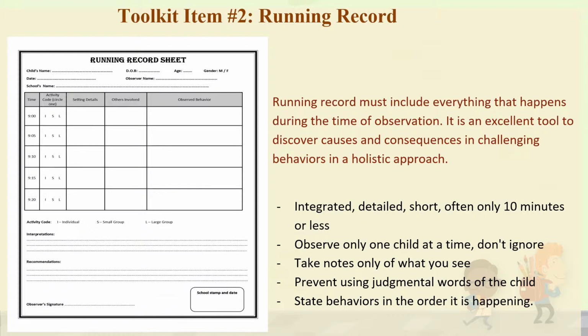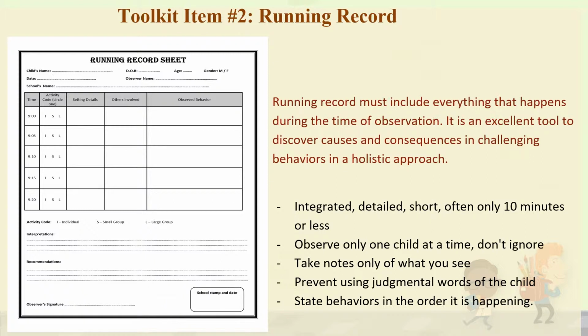Thank you, Rochelle. I would move on to explain toolkit number 2, which is the running record, and I would explain in detail how this form is to be filled out. The child's name is to be indicated on the form, as well as the child's date of birth, age, gender, the date, the observer name, and the school name.